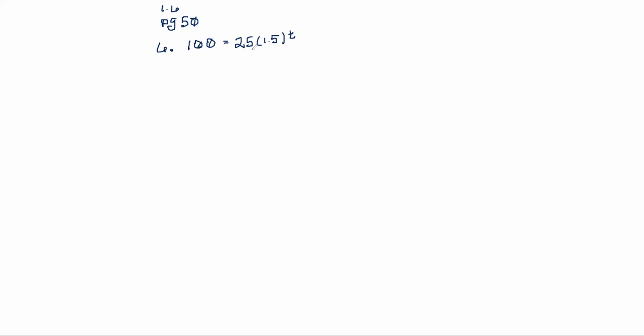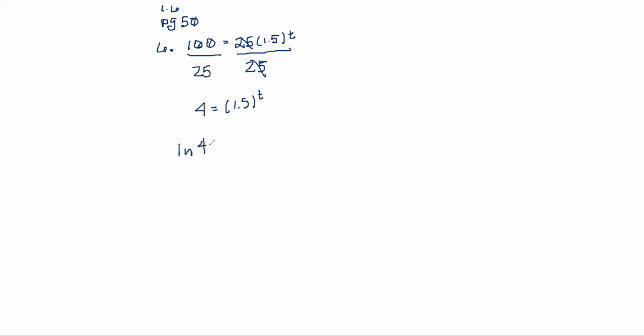And it's always a good idea to simplify as soon as you can, so you're not dealing with tons and tons of numbers. So we're just going to divide both sides by 25 to start off with. So these cancel out, and we end up with 4 is equal to 1.5 to the t. So now we're going to be able to simplify. So yeah, you guys are right on the money.